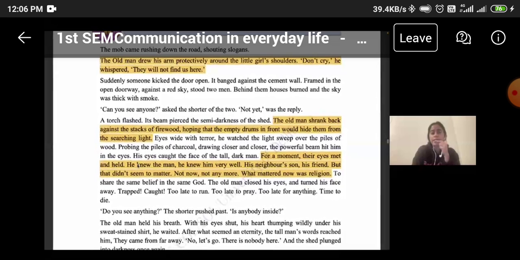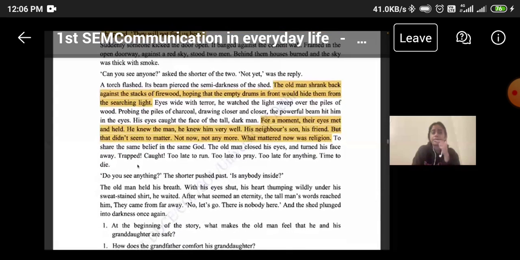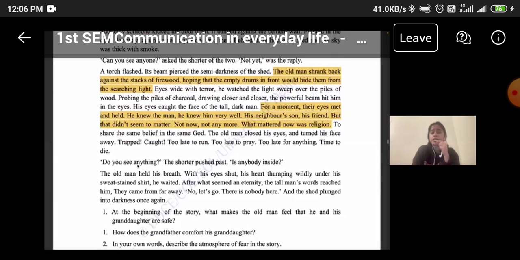Suddenly, someone kicked the door open. It banged against the cement wall. Framed in the open doorway, against a red sky, stood two men. Behind them, houses burned and the sky was thick with smoke. "Can you see anyone?" asked the shorter of the two. "Not yet," was the reply. A torch flashed. Its beam pierced the semi-darkness of the shed.